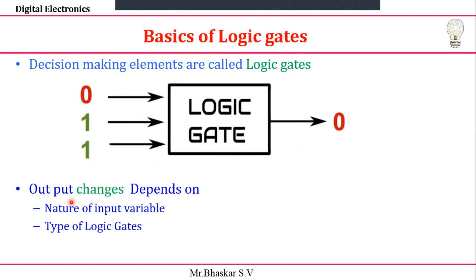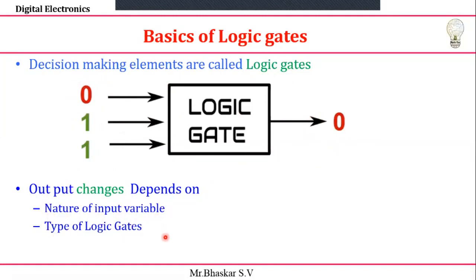Here the output changes depending on two things. One, the nature of the input variable. My output will change depending on the nature and the combination of my input variables. And second, the type of logic gate we are going to use. With the same combination, if you change the logic gate, the output response will also change. So if I'm looking at my output, it totally depends upon two things: one, the nature of input variables, and another, the type of logic gates.